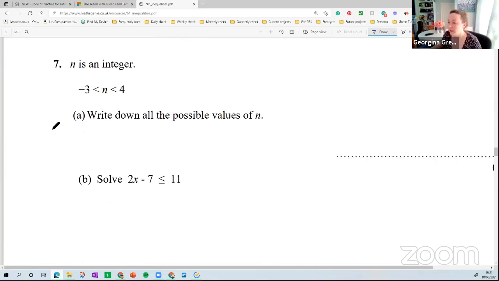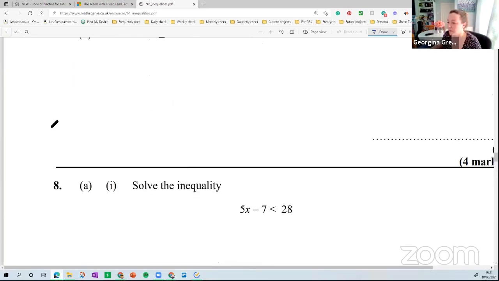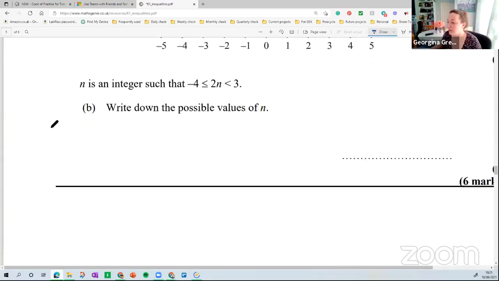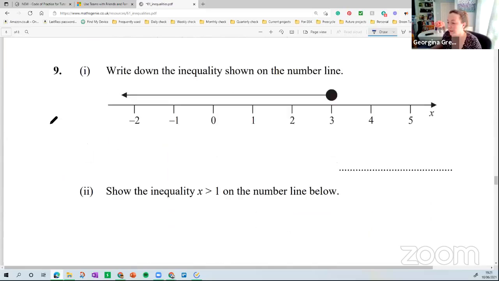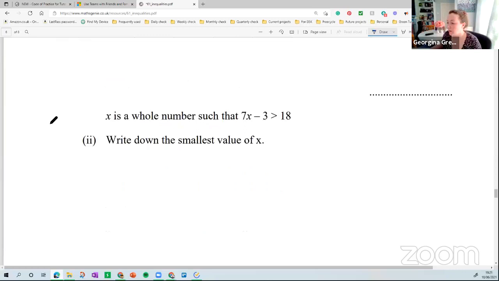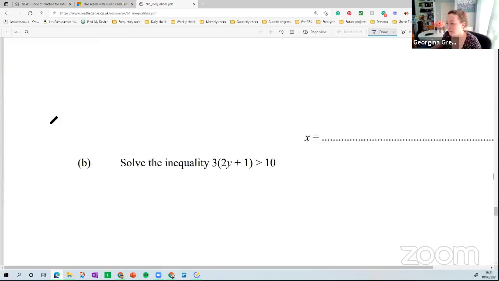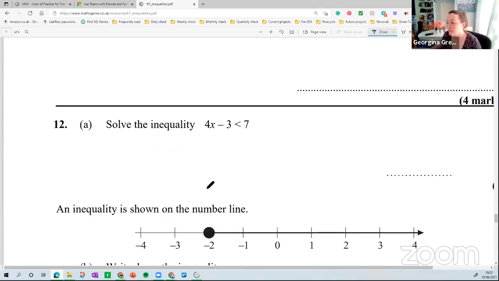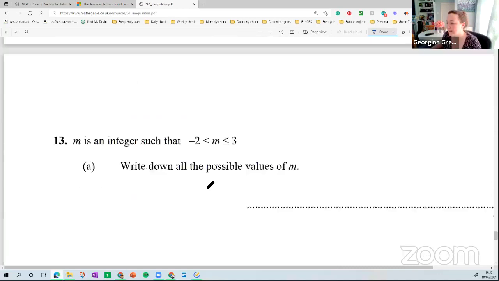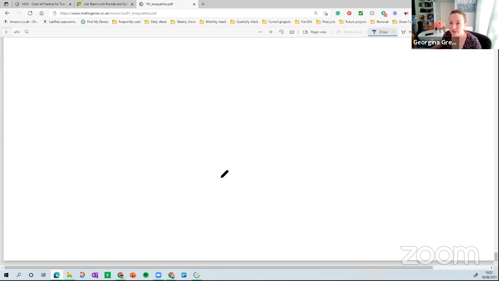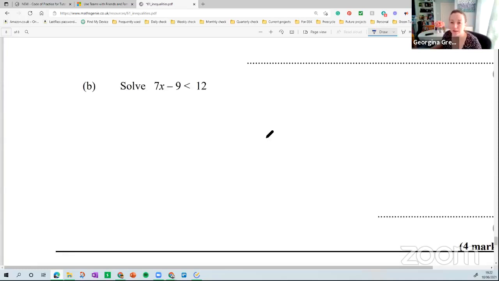So there's lots of questions in here. They're all very similar. Writing down the possible values and solving the equation by rearranging, representing them on a number line, and then translating them from a number line. They're all very similar questions. Solving the equation with brackets is the same. We would just have to expand the brackets first. Yeah, none of those questions are different. So hopefully that makes sense.